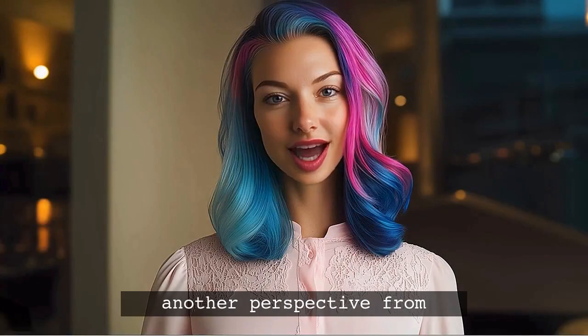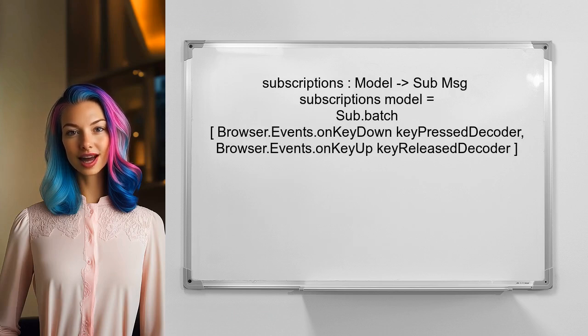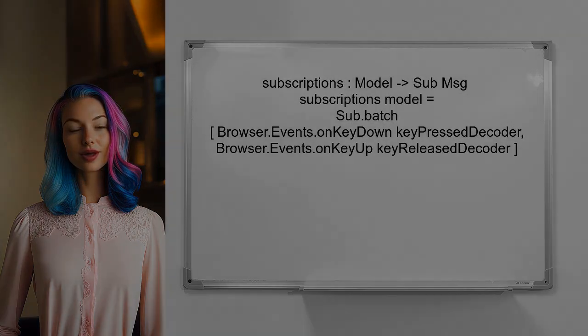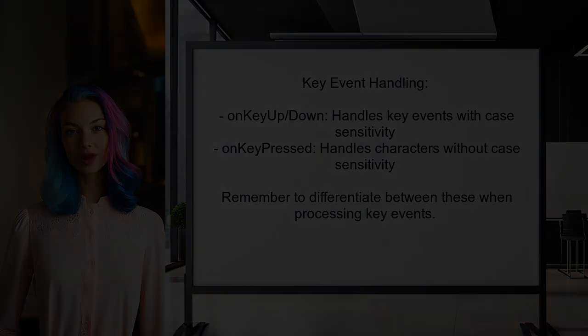Let's check out another perspective from a different user. An alternative solution involves using Elm's subscriptions to listen for both key down and key up events. This user suggests adding a subscription for Browser.Events.onKeyDown and onKeyUp, which allows for handling these events in a top-level message. They also include support for modifier keys like Alt, Control, Shift, and Meta. The user also emphasizes the difference in how onKeyUp and onKeyDown handle characters compared to onKeyPress. This distinction is important for processing key events correctly.